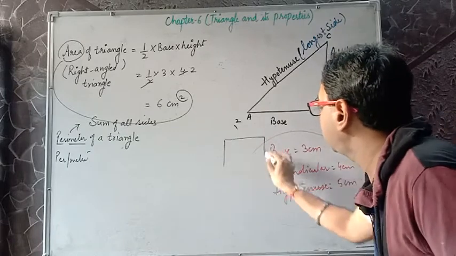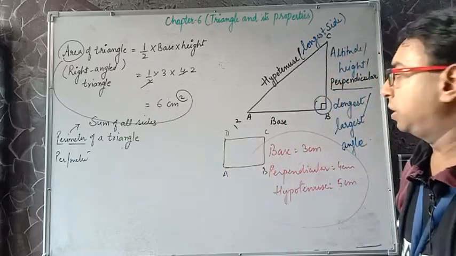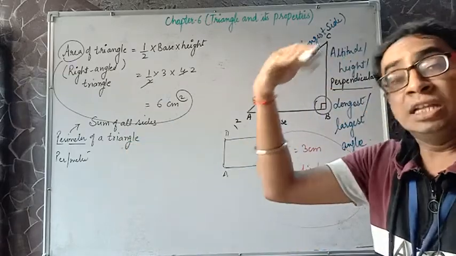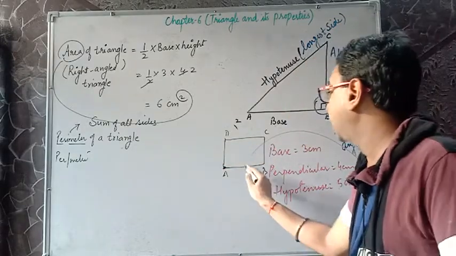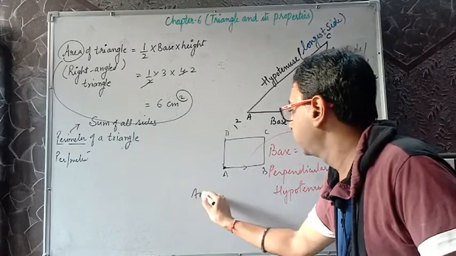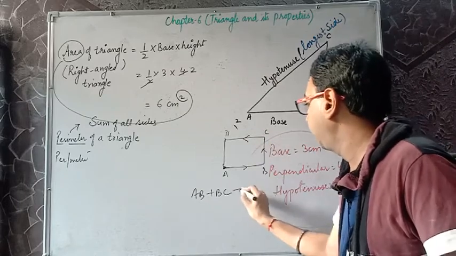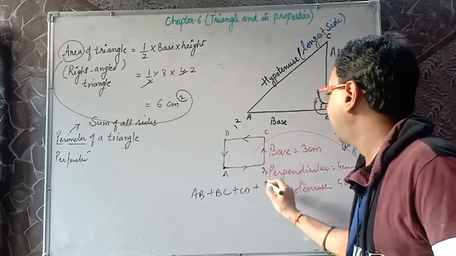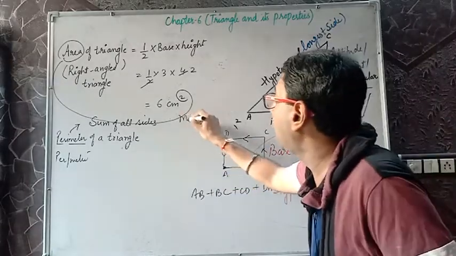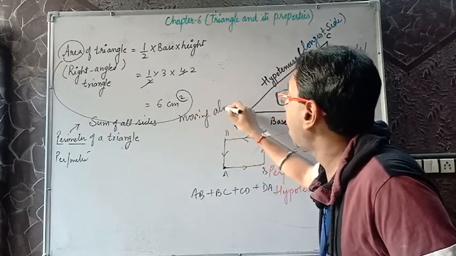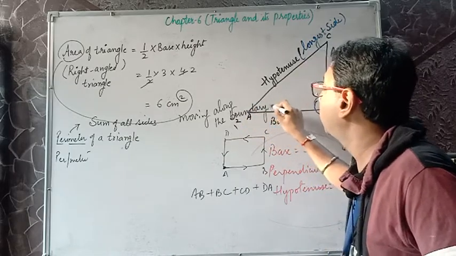For example, I have been given this figure ABCD, and I have to find the perimeter. What am I going to do? Just climb on the figure. I have climbed here and I started moving along the boundary. I move from A to B, then B to C, then C to D, then D to A. Finally, I have reached my starting point. This is what perimeter is. Moving along the boundary. Do remember, this is what perimeter means.